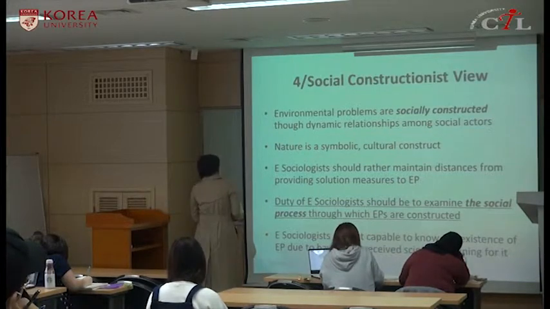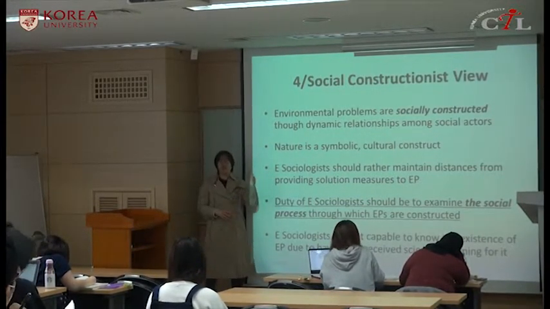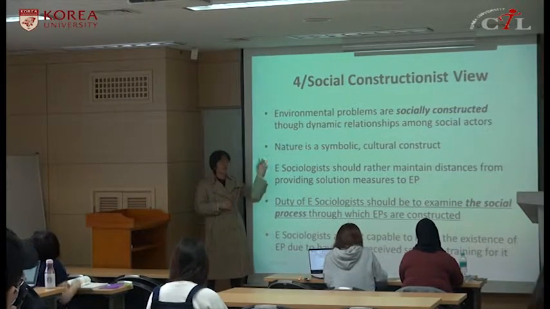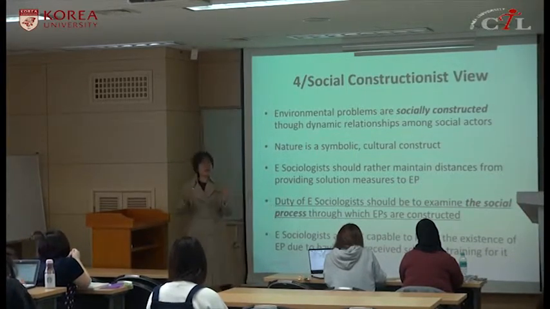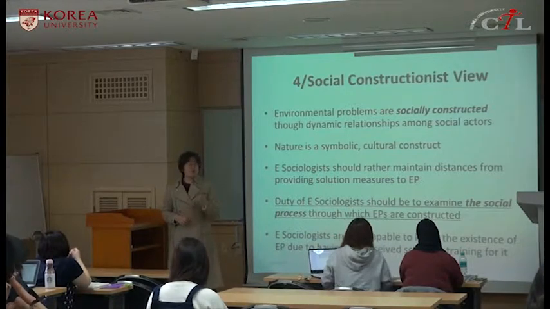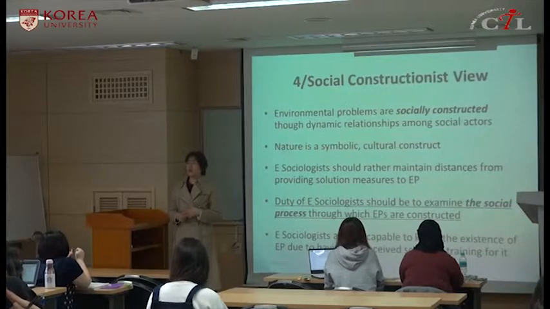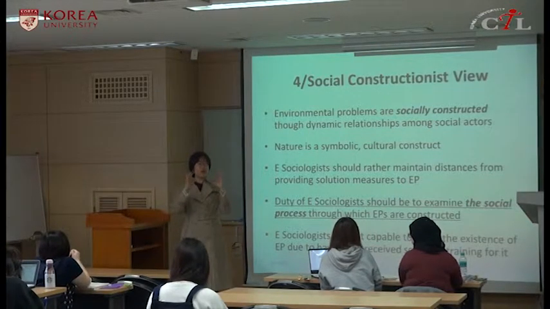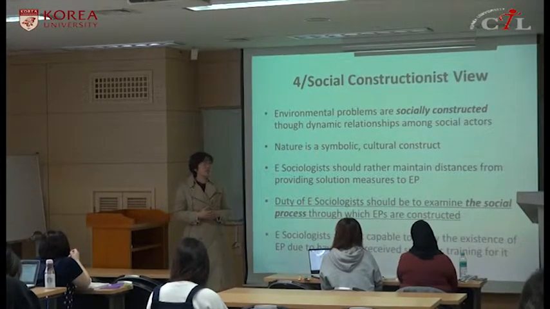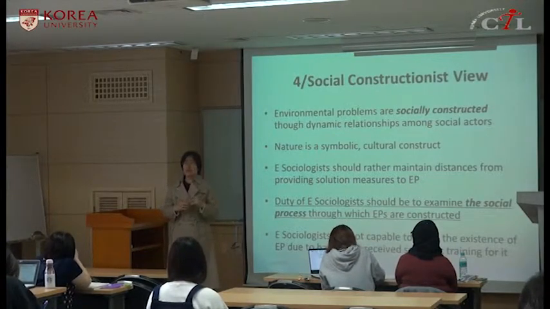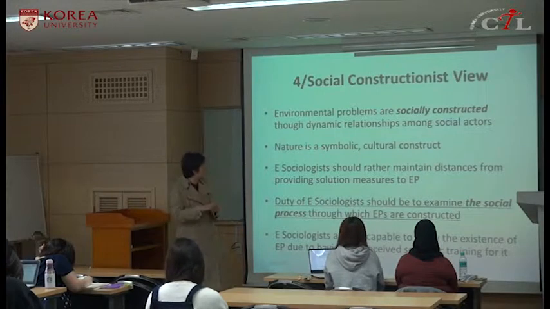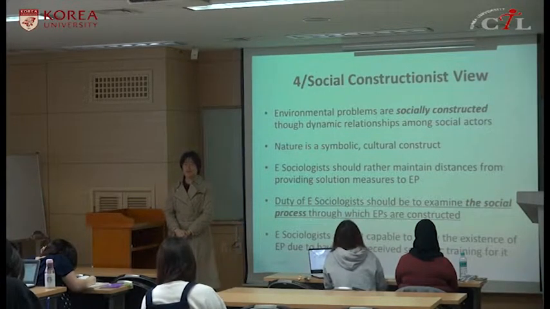But social constructionists consider nature rather as a symbolic and cultural construct rather than a physical construct. That is a big thing that makes it different from all the theories that we have covered so far. Political ecologists, ecological Marxists, the new ecological paradigm theorists, and new ecological modernist theorists, they all consider nature as a physical object. And then the problems in the physical object, in nature, are real, and you can observe them, so that we have to solve the problems. But social constructionists do not consider nature as a physical thing. They consider nature as a cultural and symbolic construct. So it's a very different idea.